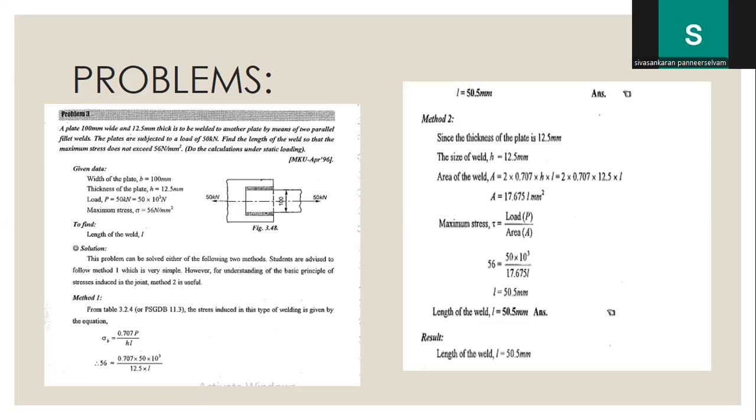Consider a plate of 100 width and thickness 12.5 to be welded to another plate by means of two parallel fillet welds. The plates are subject to a load of 50 kilonewton. Find the length of the weld so that the maximum stress does not exceed 56 Newton per square millimeter.